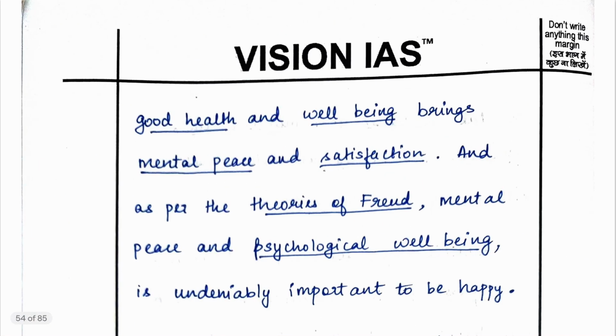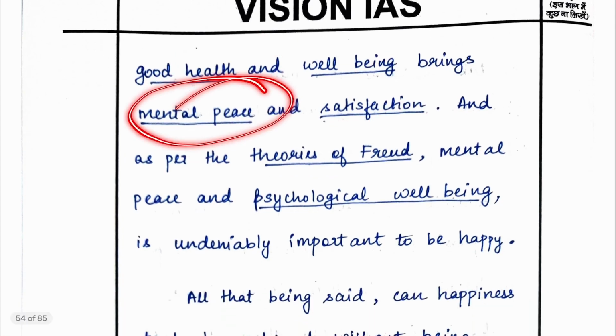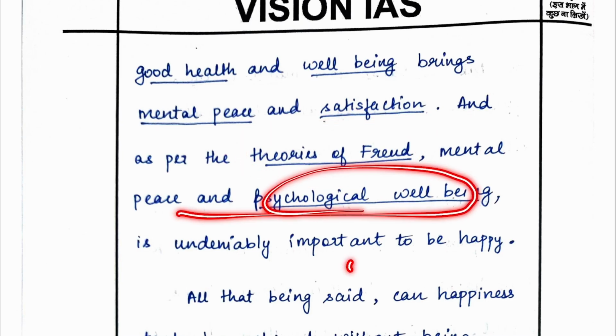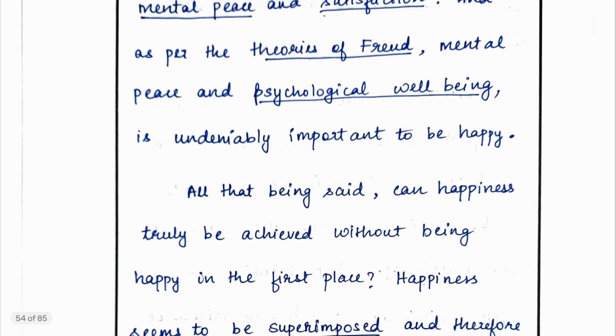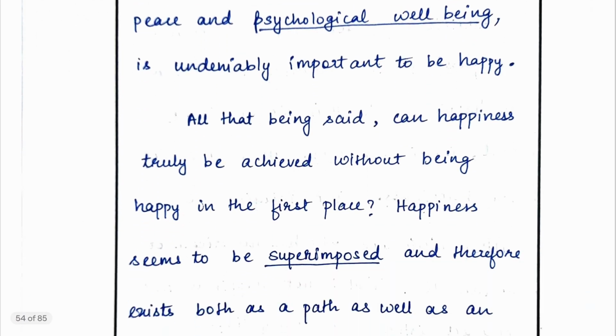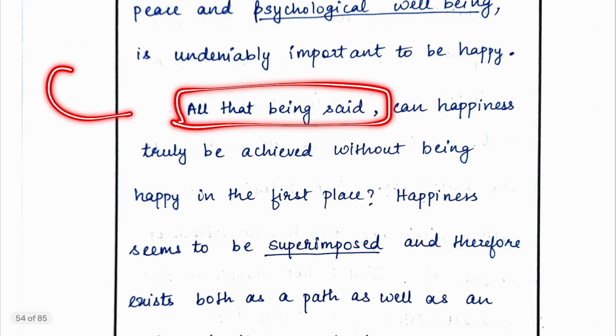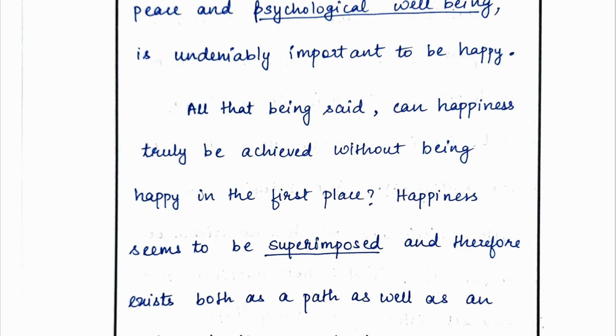It is so because good health and well-being bring mental peace and satisfaction, and if there is mental peace, it means you are happy. Because as per theories of Freud, mental peace and psychological well-being is undeniably important to be happy. So he is using theories of Freud and all. All that being said, so this is the next connector. You see, he is using different kinds of connectors in his essay to ensure better flow and connectivity between two different paragraphs.